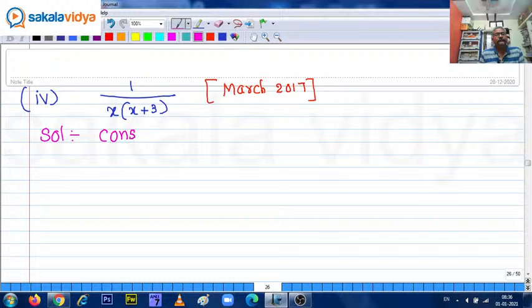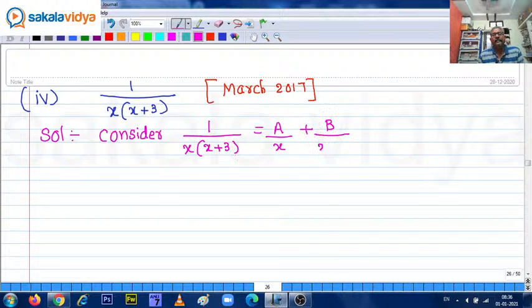Consider 1 upon x times x plus 3 equals a upon x plus b upon x plus 3. So we need to find both the a and b values. Am I correct now? So 1 upon x times x plus 3 equals a upon x plus b upon x plus 3.